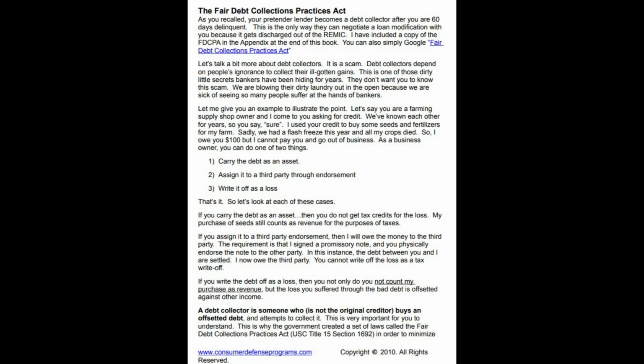As a business owner, you can do one of three things. One, you can carry the debt as an asset. Two, you can assign it to a third party through endorsement. Three, you can write it off as a loss. So that's it. Let's take a look at each of these cases.